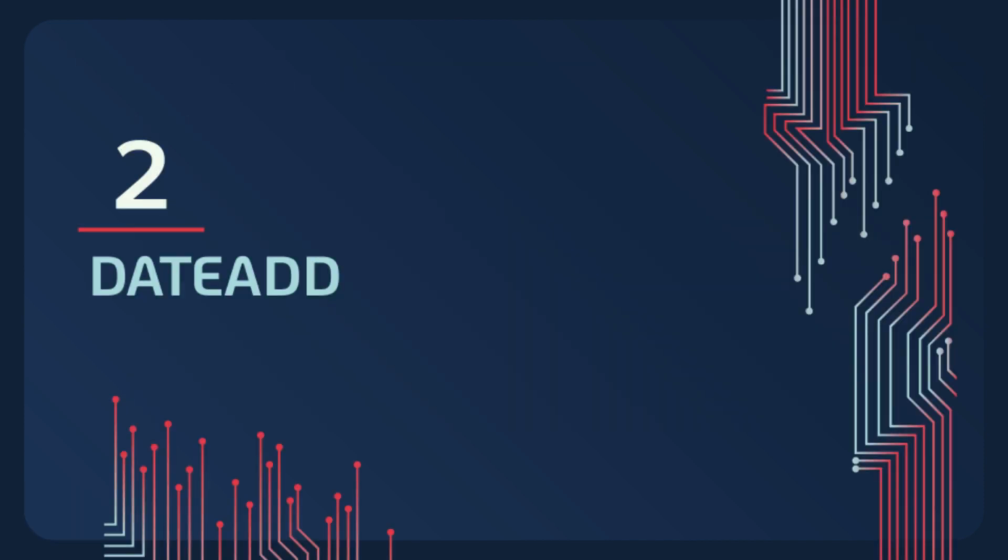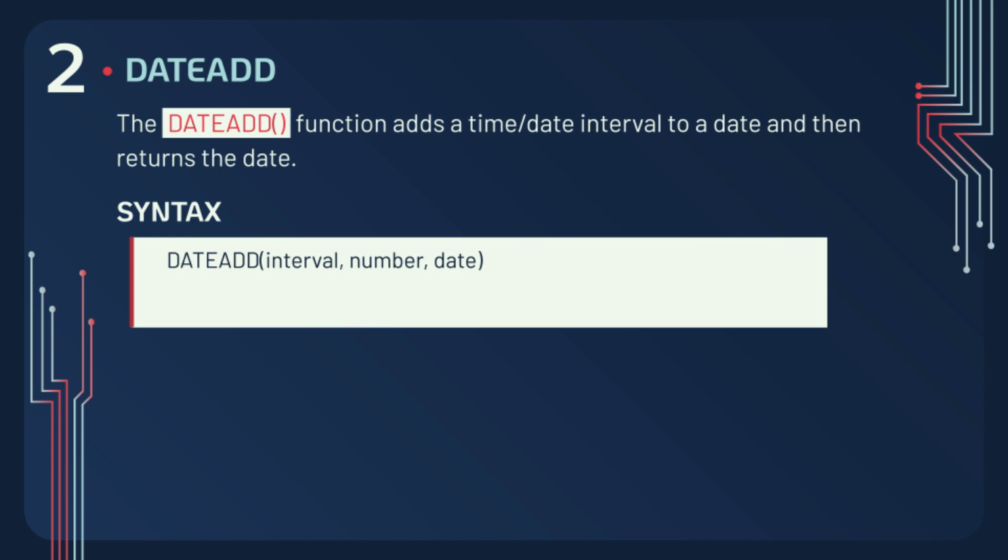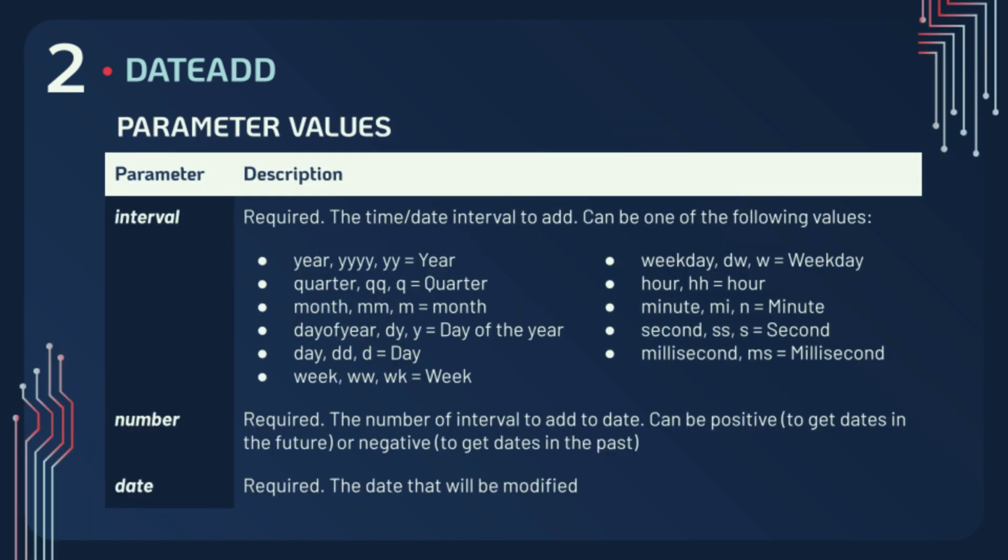We are moving on to DATEADD. The DATEADD function adds a time or date interval to a date, then returns the date. The syntax is DATEADD(interval, number, date). Here are the parameter values of DATEADD. We have interval, and it has year, quarter, month, day of year, day, week, weekday, hour, minute, second, and millisecond. And we also have a number and a date. So we have three parameters in DATEADD.